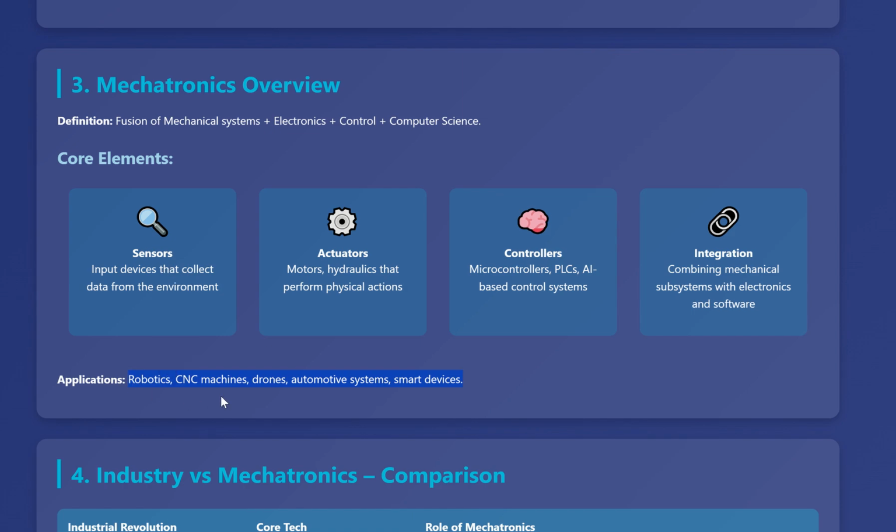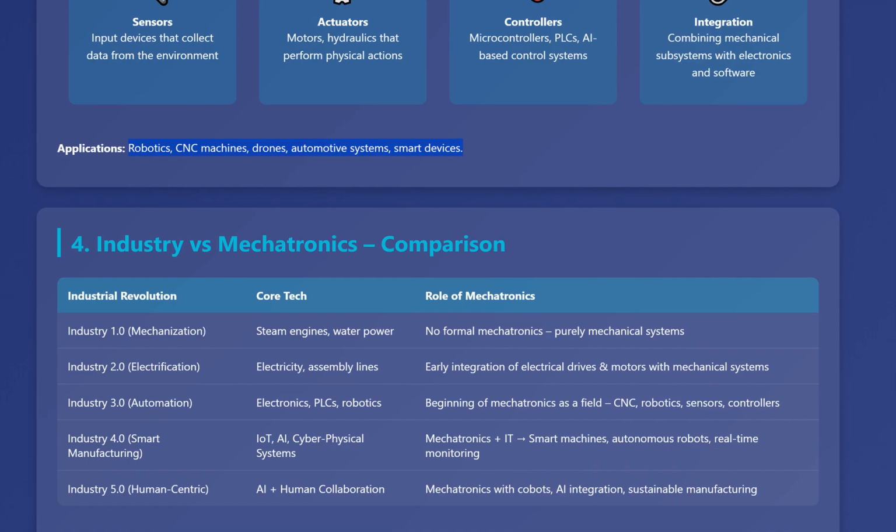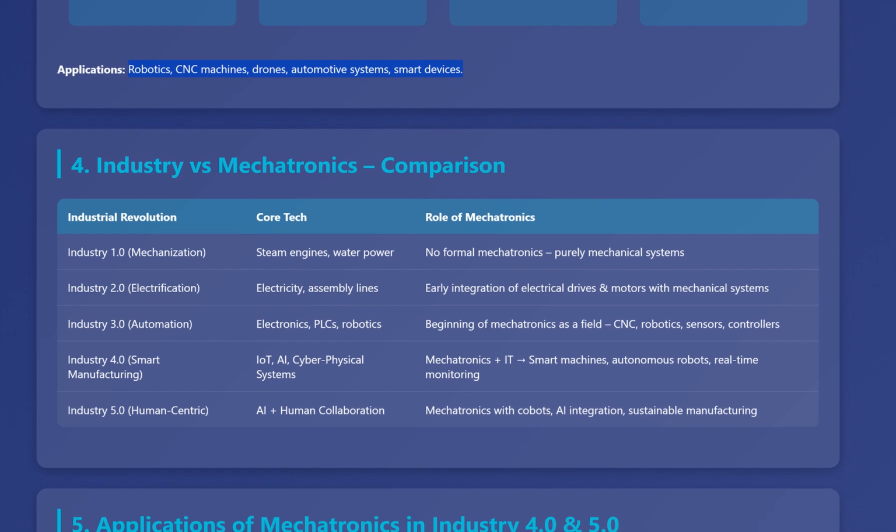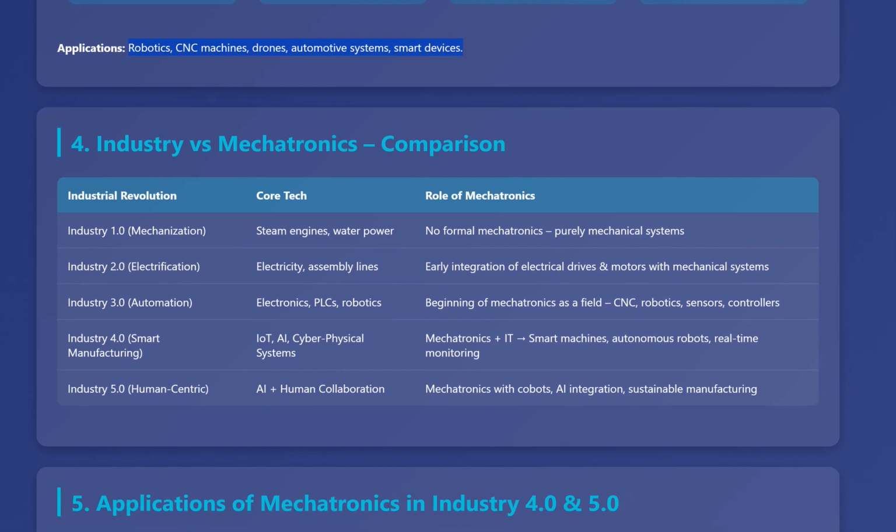So that is the application of mechatronics in robotics, CNC machines, drones, automotive systems, and smart devices. Let's look at a comparison between Industry 4.0 and mechatronics. We can look at Industry 1.0 up to 5.0, and also look at the role in terms of mechatronics.